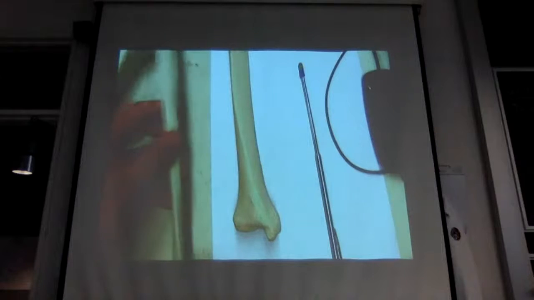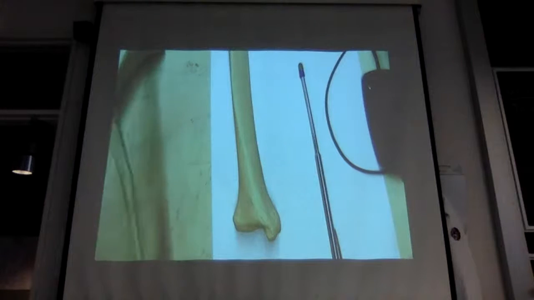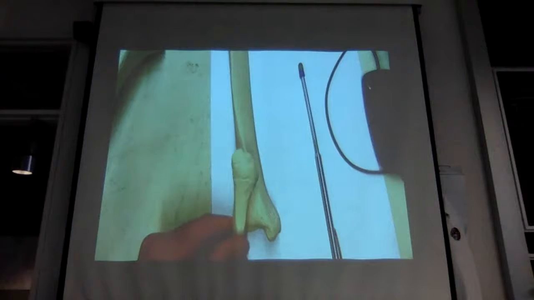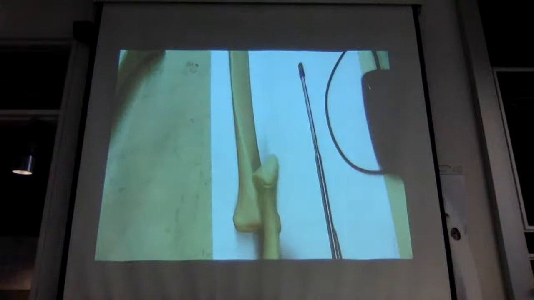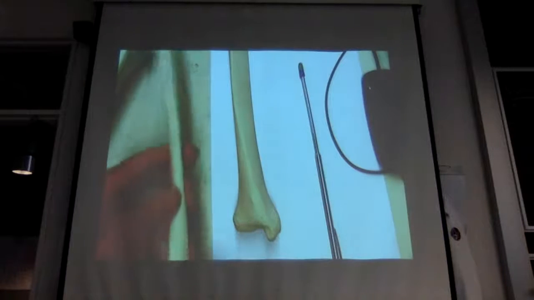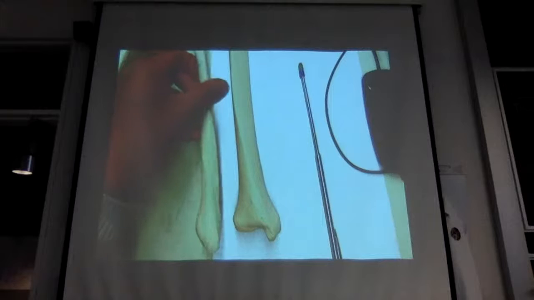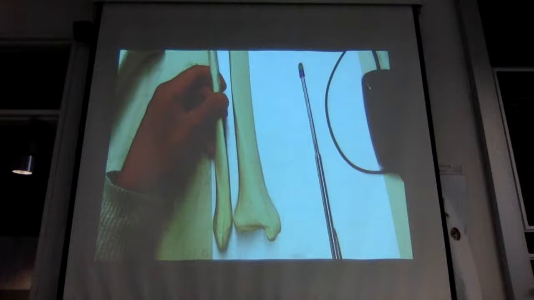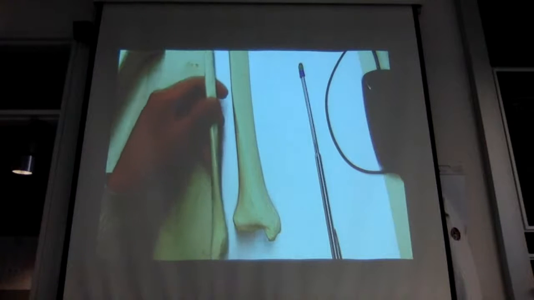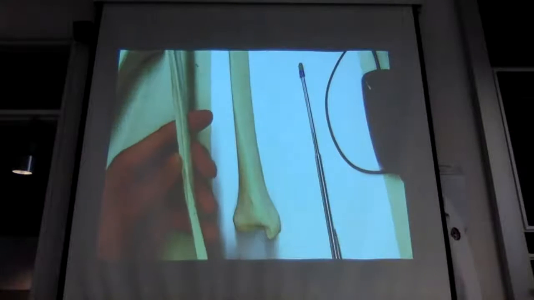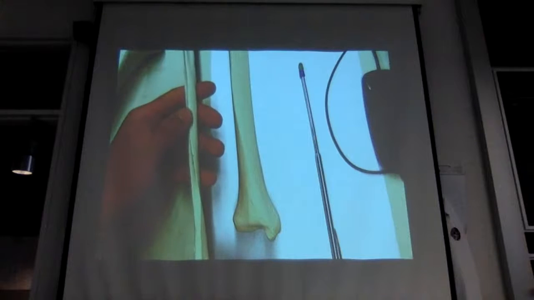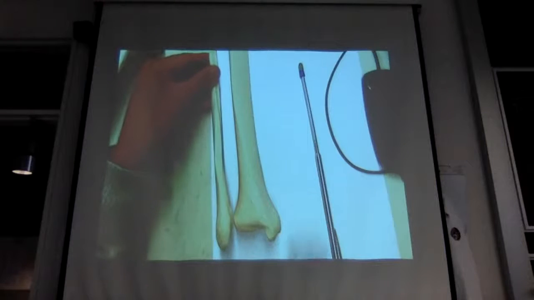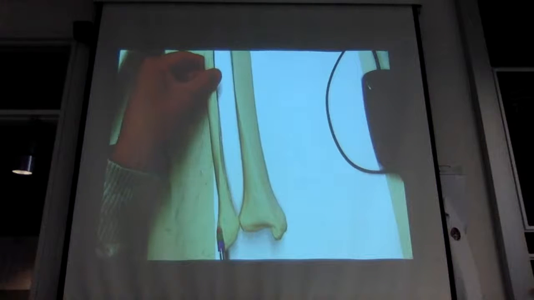For the fibula, the fibula also has one side that's more rounded and another side that's more pointy. The pointy side is proximal. The rounded side is distal. So here's the rounded side. Wait, let me figure out this right side. Oh, yeah. Hold on. Okay. So the rounded side is more distal for the fibula.